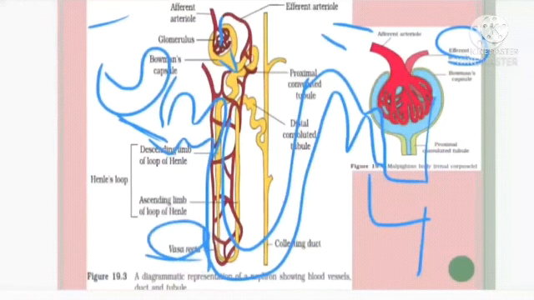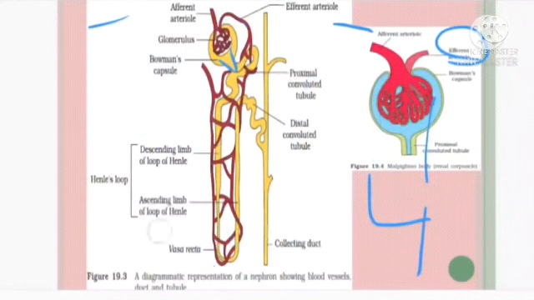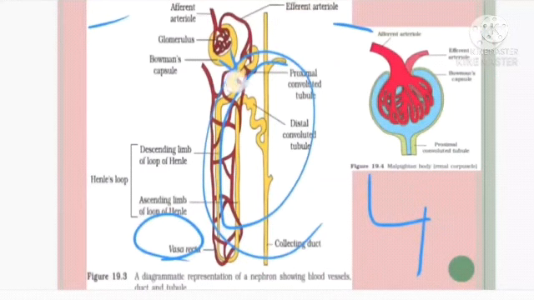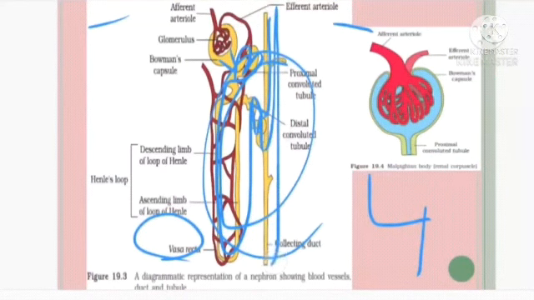The name of the blood capillary is vasa recta. Immediately after coming out, the efferent arteriole divides into many capillaries and surrounds the tubules of the nephron. That one we call the vasa recta. So those are the blood capillaries which are covering the tubules. What are the tubules? Proximal convoluted tubule, Henle's loop, the yellow one, distal convoluted tubule and the collecting duct. Hope this is clear to you people.